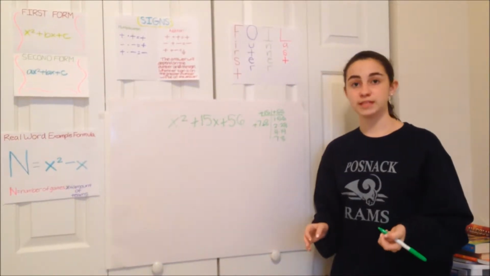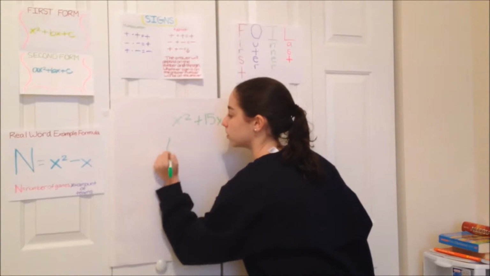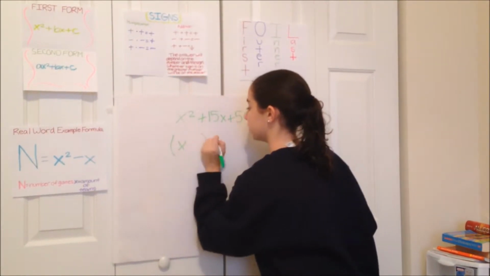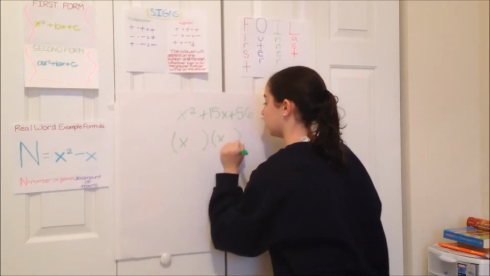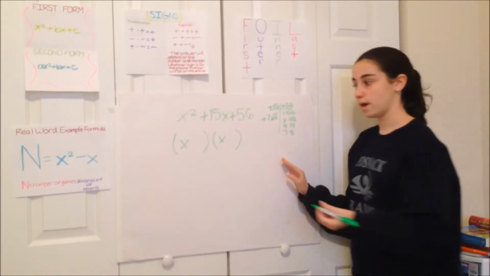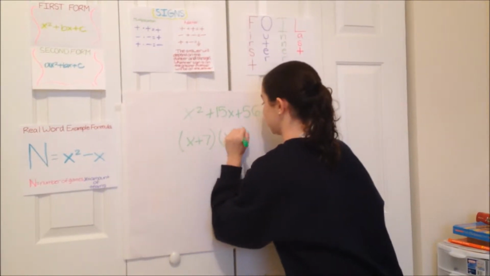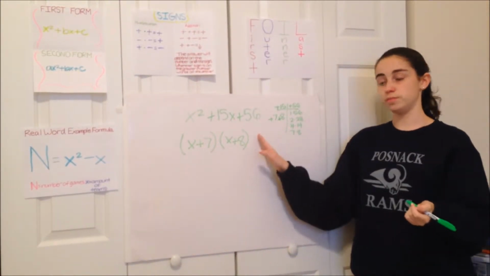As you learned in the previous lesson, the two binomials are set up like so. They each have an x in them. In this lesson, it does not matter which spot you put the 7 or the 8 in. So I'm going to put the positive 7 here and the positive 8 here. This is the answer to the problem.